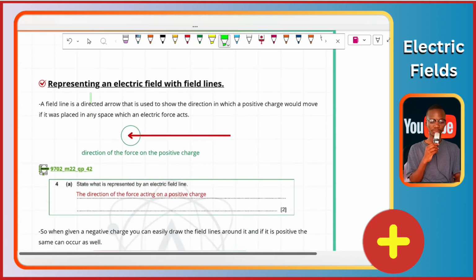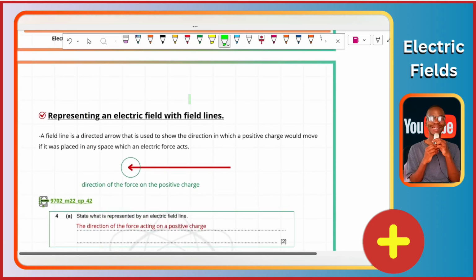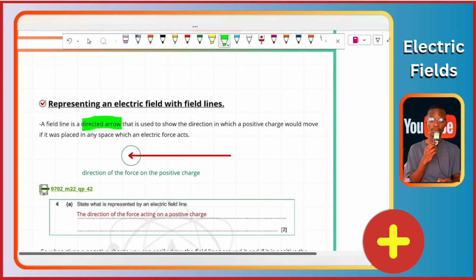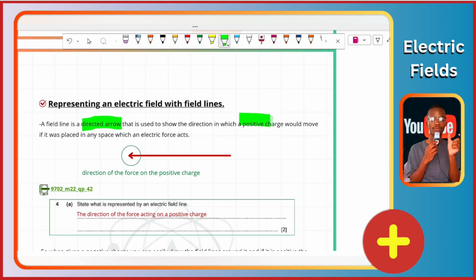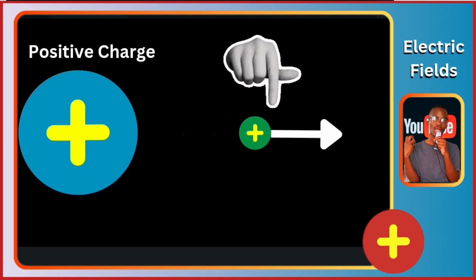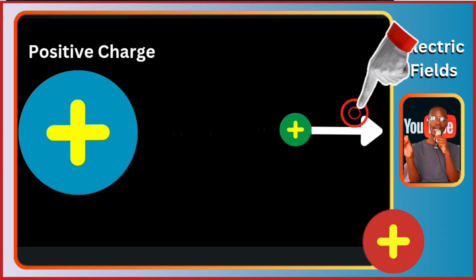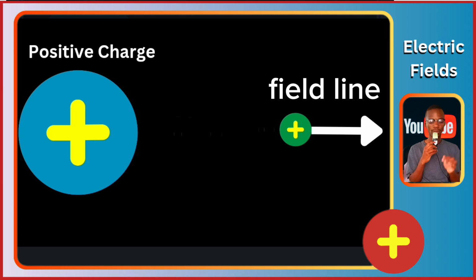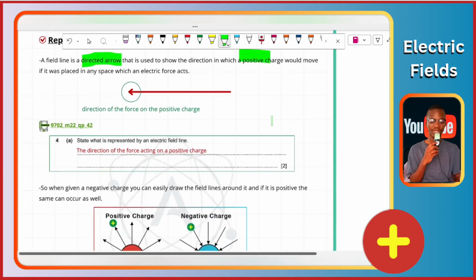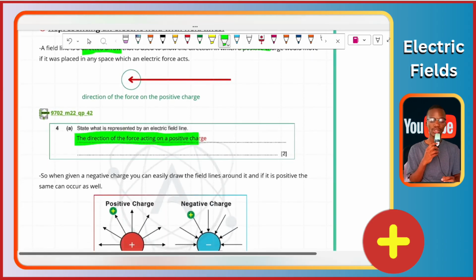Okay, so we need to understand how you can then represent that electric field using field lines. So a field line is basically a directed arrow that is used to show the direction in which, in this context, a positive charge would move, right? So if you take a positive charge, what direction would it move in? That arrow is essentially what we call a field line.